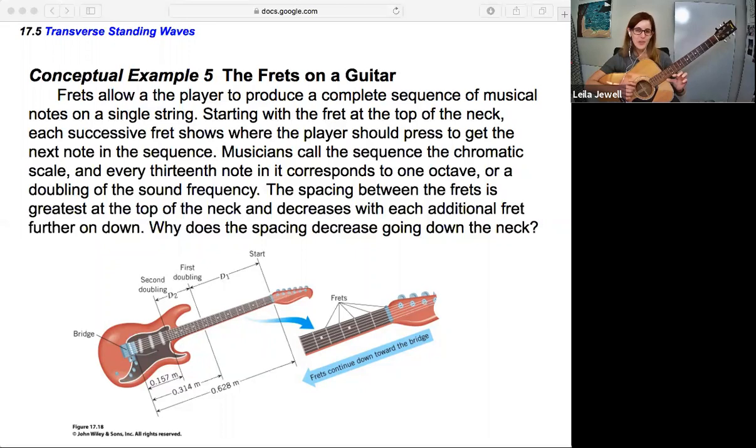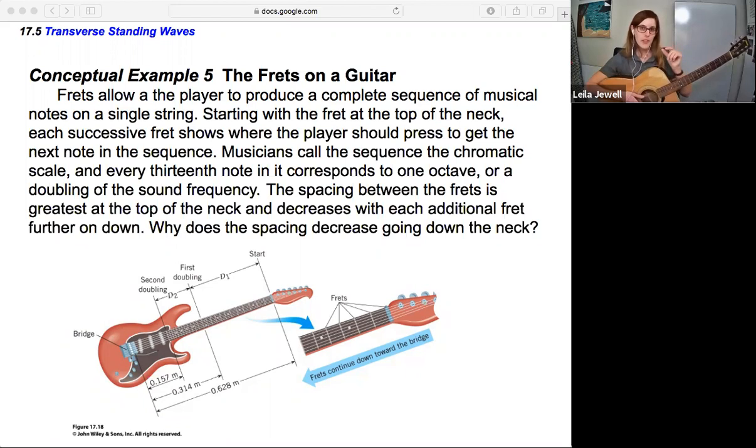So why is the spacing smaller as we go down? Is it just to save space? Might think that, but there's also physics here, right? The key is that if we want to double the frequency, we need to have half the length. So initially, we have this full length, we have to halve it, so we go here. But now if this is our new length and we have to halve it again, notice we don't have to travel quite as far, right? I don't have it on my guitar, but it'd be somewhere like right here.